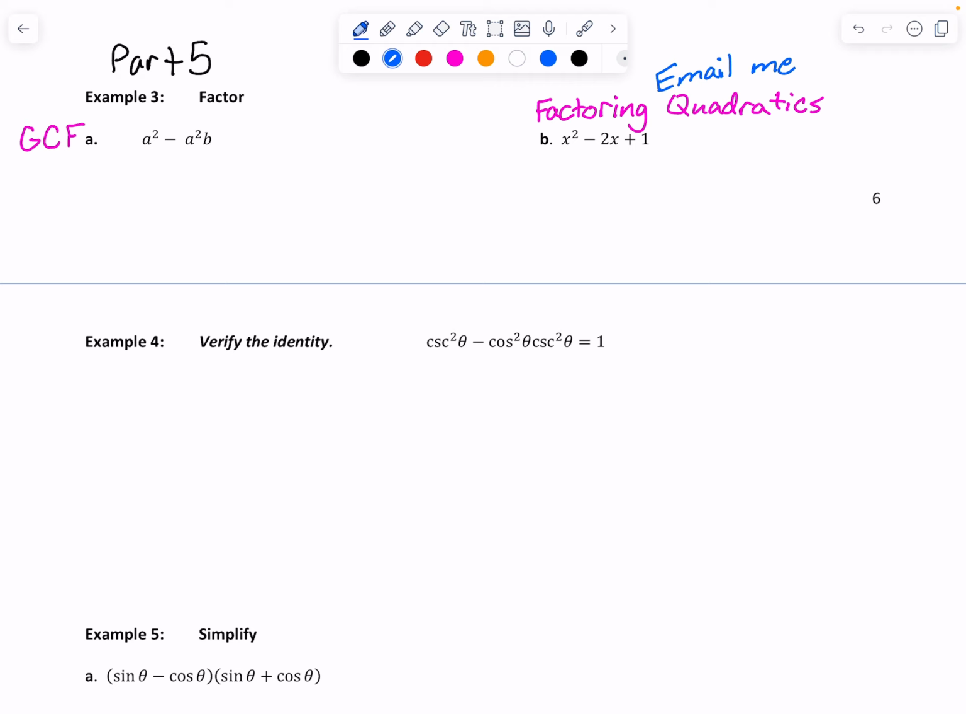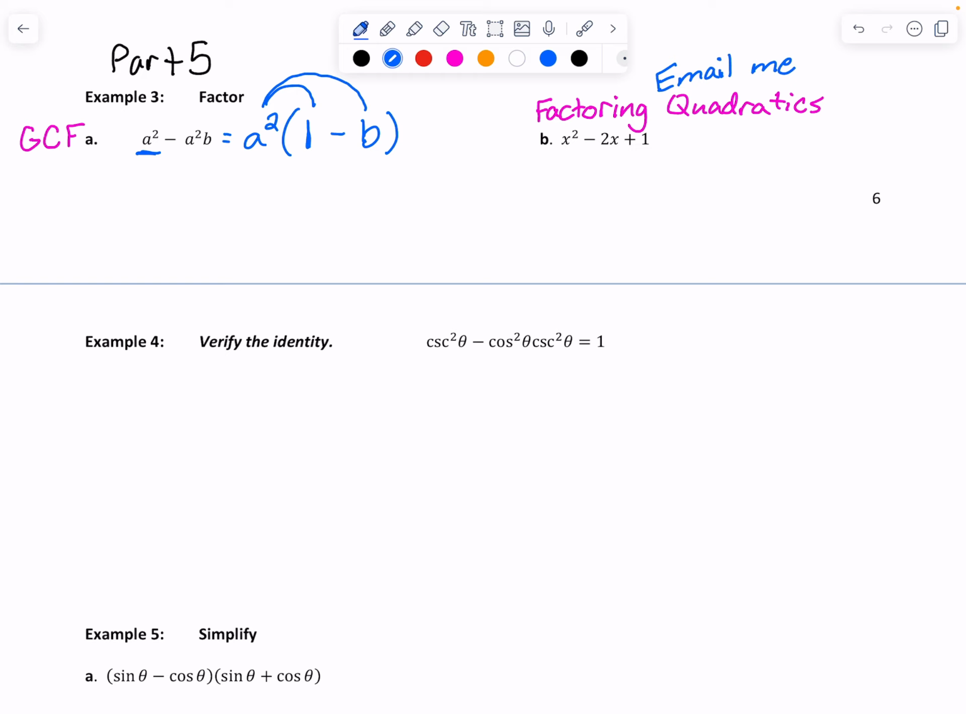Okay, so problem example 3a. This is factoring by the greatest common factor. Notice that both terms have an a squared. So I factor out an a squared, and now I need two numbers that go here and here that are going to multiply by a squared to get me back to my original expression. So a squared times what gets me an a squared? Well, that's going to be a 1. A squared times what is a squared times b? Well, that would just be a b. So we're going to use this in a moment to simplify some expressions.